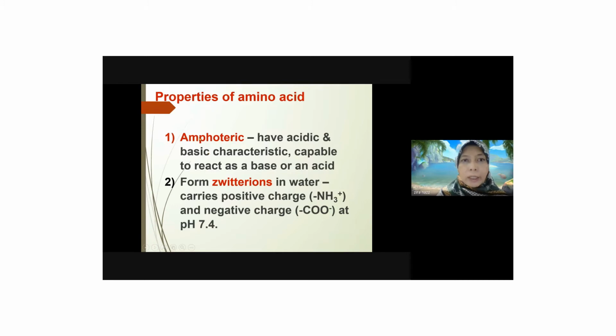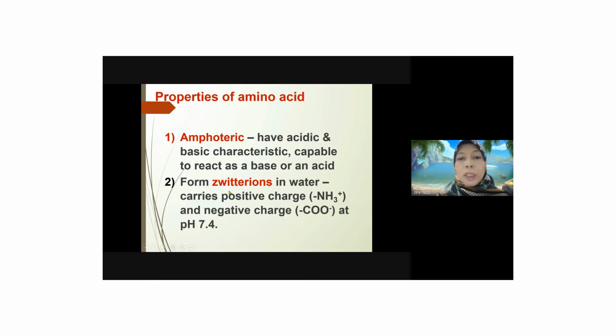And another thing, the properties. There are 2 jargon words. One is amphoteric, another one is zwitterion. Amphoteric means that the amino acids have both acidic and basic characteristics due to the amino group and carboxyl group. The amino group contributes to the basic characteristics and the carboxyl group contributes to the acidic characteristics of amino acids. So these amino acids have both characteristics.